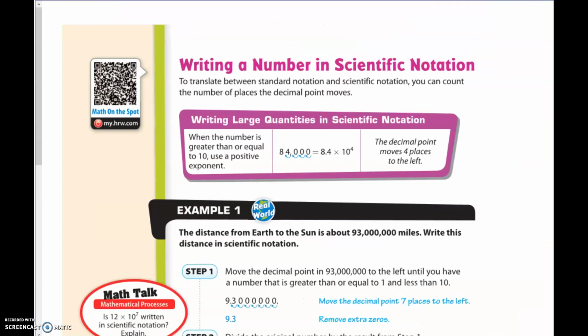So let's try some other sample problems here and see what happens. It looks like they have 84,000. The decimal's here at the end, and you can see they went loop, loop, loop, loop to get 8.4. 8.4 is a number bigger than 1 and less than 10. And how many places did they move that decimal? Well, you can count the number of bubbles, 1, 2, 3, 4 bubbles, and that's why they have the exponent of 4.